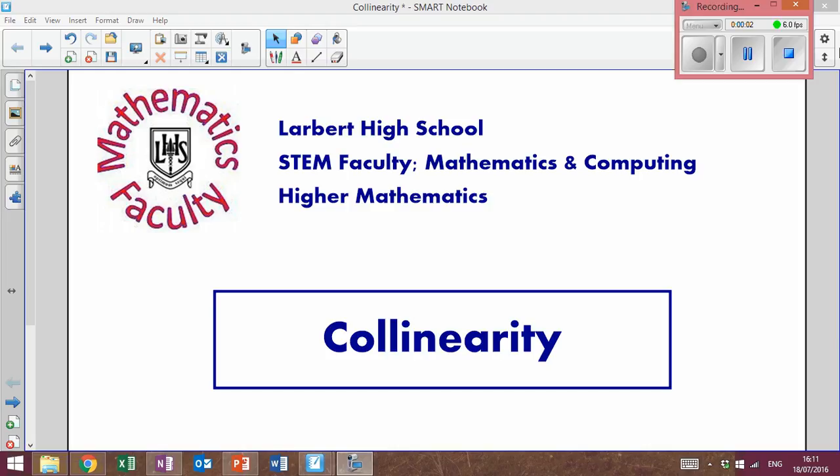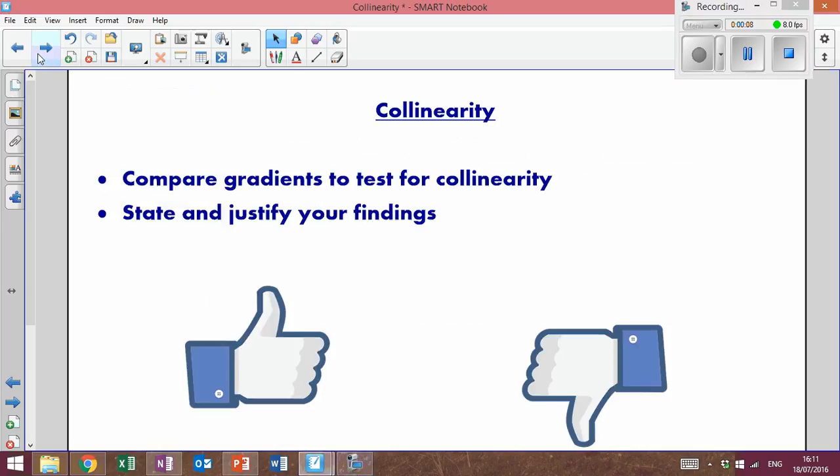Hi, and welcome to this video from the straight line topic of higher maths, looking at collinearity. From this video, we want to be able to compare gradients to test for collinearity and be able to state and justify your findings with regards to that, which is something that you'll need to be really thorough with to ensure you get all the marks.